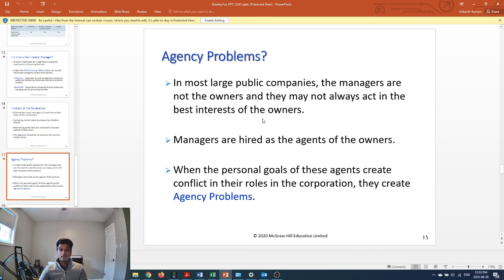Most firms, if you try and think about it, since you have separate CEOs and separate shareholders, this gives rise to conflict. We talked a little bit about this before, and this is called the agency problem.